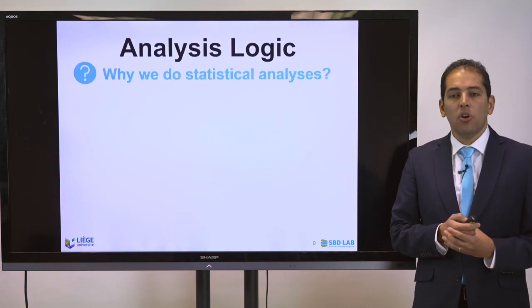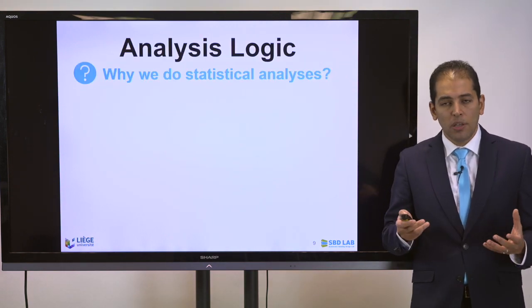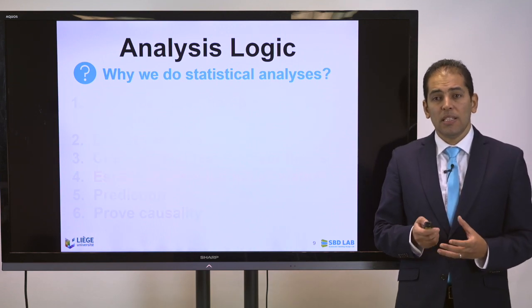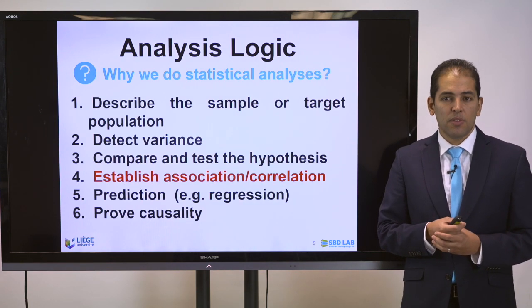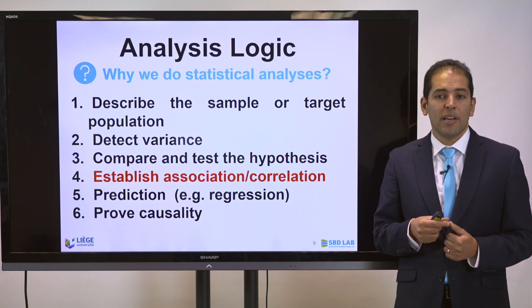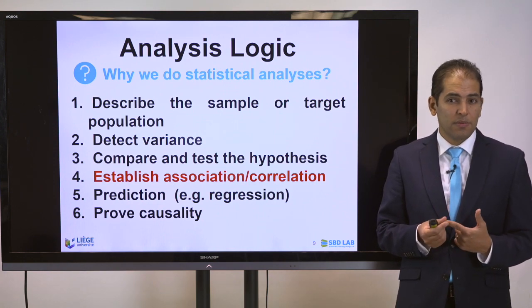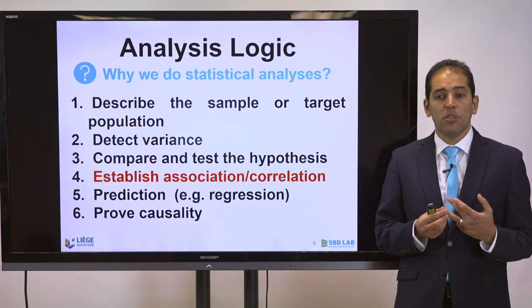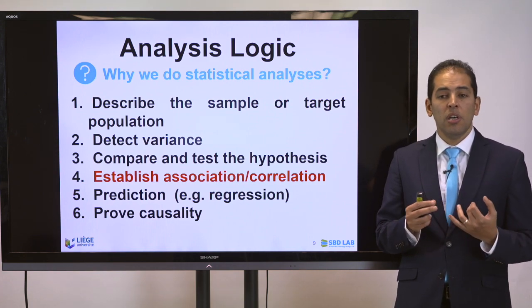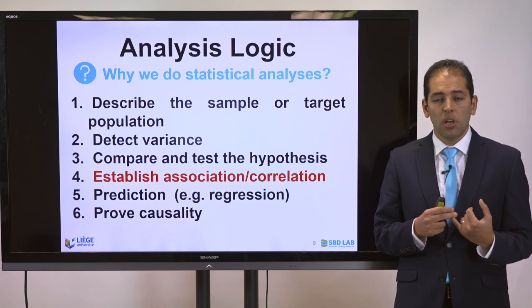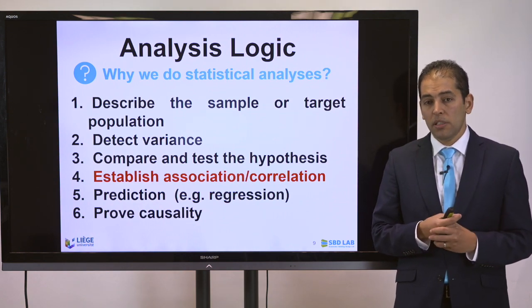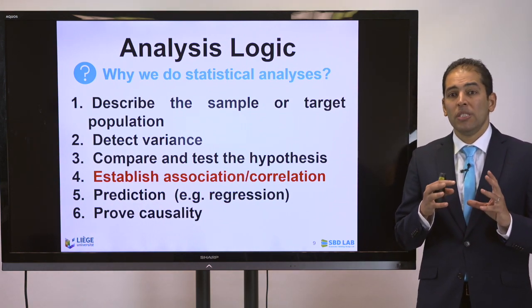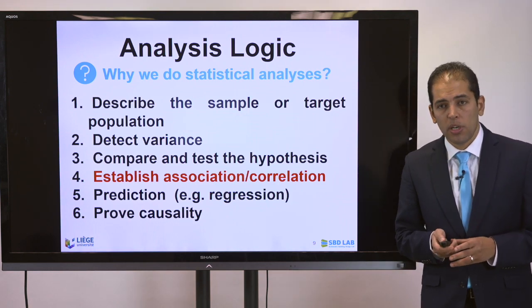Well, what is the logic behind statistics and why do you conduct statistics? Statistics is conducted for 6 main objectives, either to, number 1, describe and characterize, number 2, to detect variance, number 3 is to compare and test hypotheses, and number 4 is to establish association and correlation, and number 5 is to predict and model, and number 6 is to prove causality. In our case today, we are focusing on establishing association and correlation.